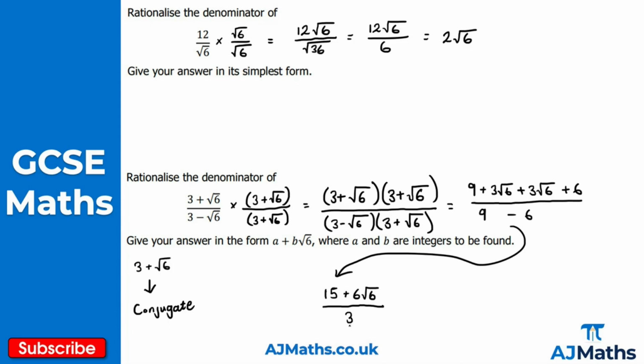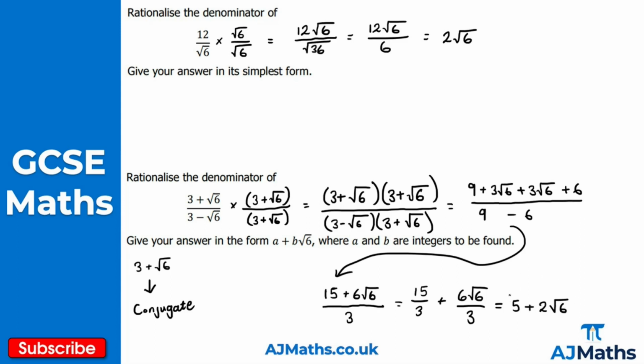over 3. Now we want the answer in the form a plus b root 6, where a and b are integers. So if a and b are integers, we need to simplify this fraction. So essentially what this simplifies to is 15 over 3 plus 6 root 6 over 3. You don't need to show this step here, but that is essentially all we have. So 15 over 3, that's 5. 15 divided by 3 gives me 5. And then 6 root 6 divided by 3, well, that would give me 2 root 6 there.